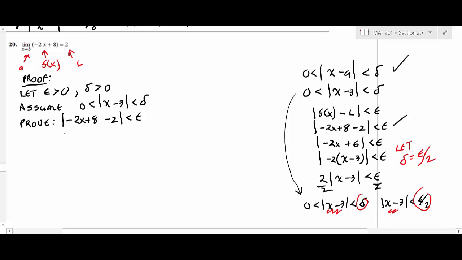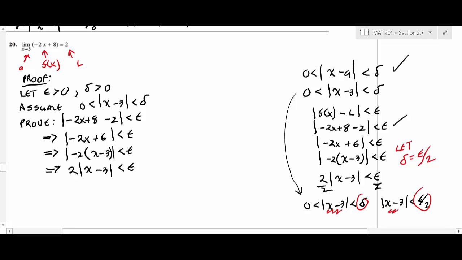Then you can make a few algebraic simplifications. That's |−2x + 6| < epsilon. You can factor the negative 2 out of that to get this. You can take the absolute value of negative 2 to get 2|x − 3| < epsilon. So that's ultimately what you're trying to prove. And then what we can do now is let delta be equal to epsilon/2.